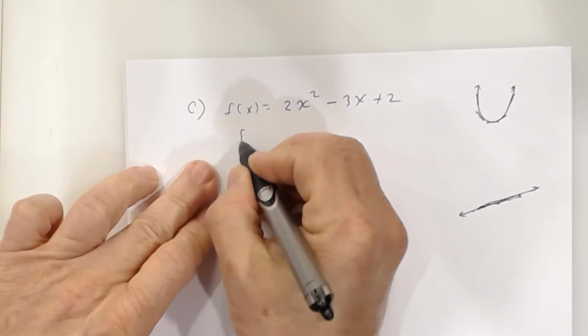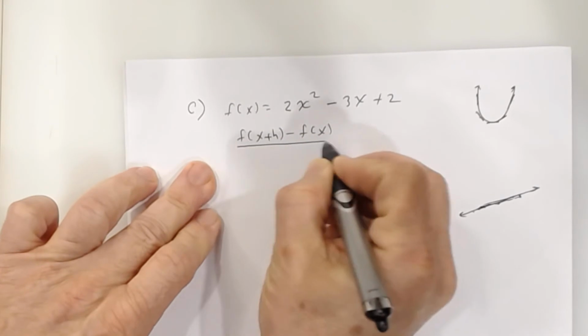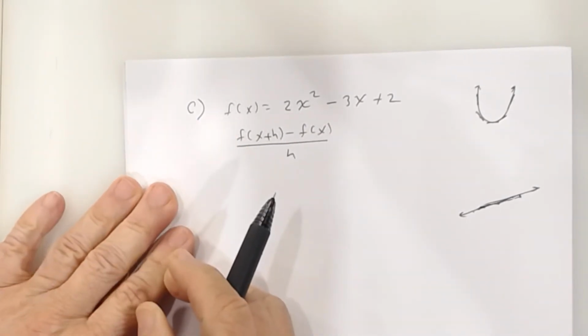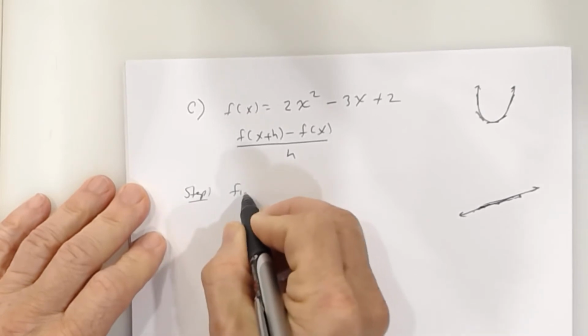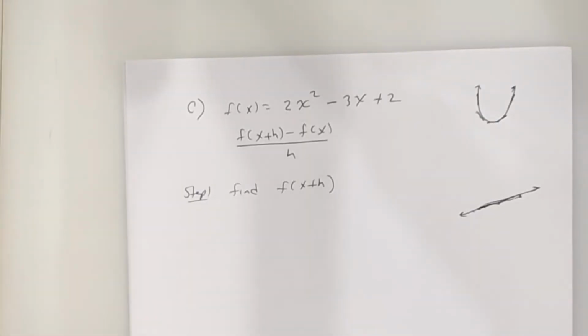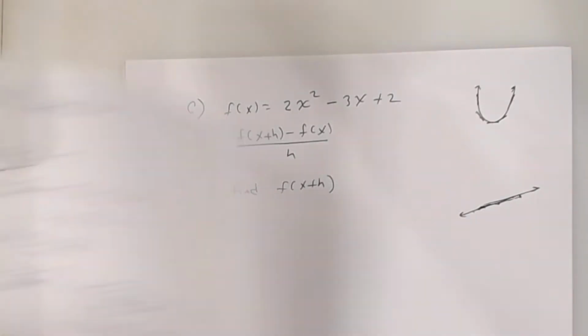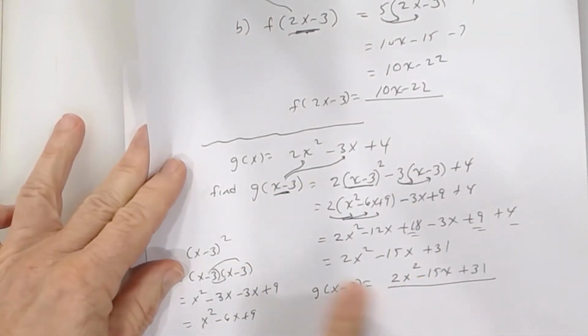Difference quotient: f of x plus h minus f of x, all over h. What is step 1? Find f of x plus h. All right, let's find f of x plus h. You're going to notice that it's going to look just like the one we did earlier. That's going to be your step 1.